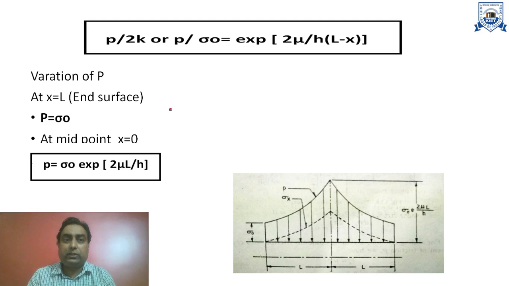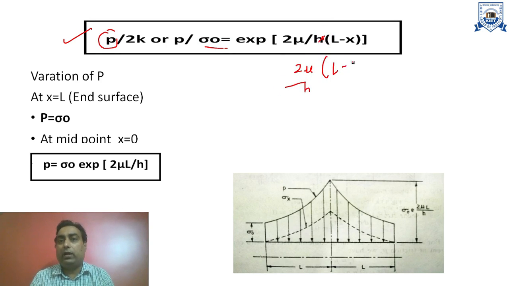Now after derivation, the final formula to calculate this P is this. P is the forging pressure, or we can say the forging compressive stress. So P upon 2K, where K is the shear yield stress, or the yield stress in shear, and sigma naught is the yield stress of the material. This formula comes as exponential of 2 mu upon h into L minus x. This is the multiplication: 2 mu upon h into L minus x. Mu is a constant, the coefficient of friction between the die surface and the job.